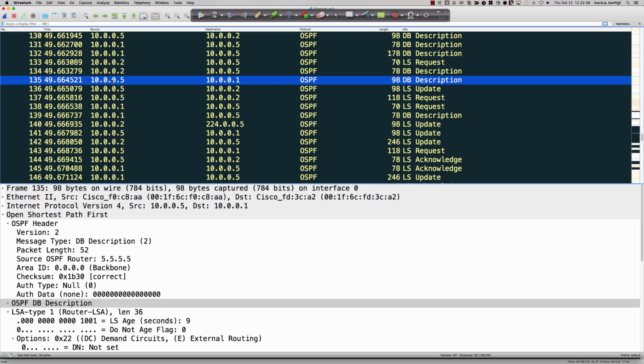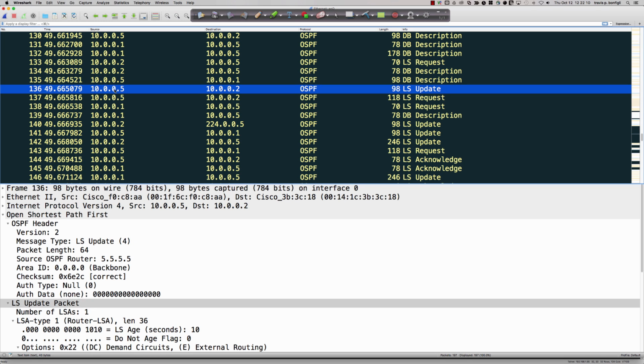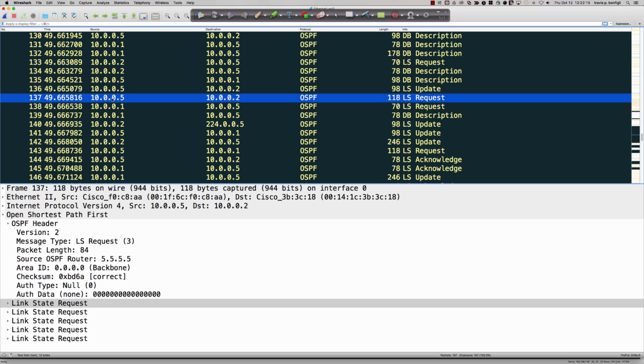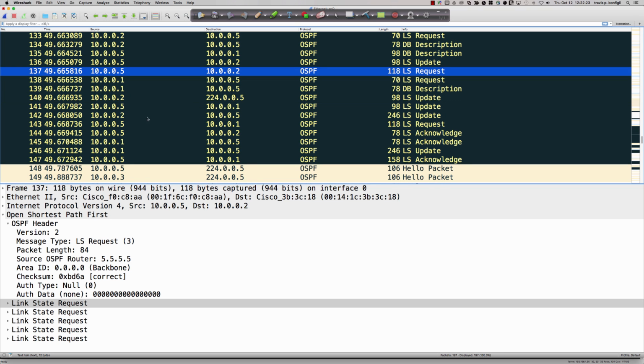So here's 5. He sends a database descriptor packet, right? But that's a database descriptor packet. So here's 5. Link state update to who? To 2. Here's 5. Link state request to who? To the DR, router 2. So he's now communicating unicast to router 2. We come a little further down here, right?